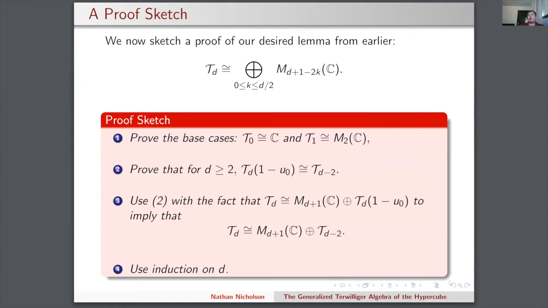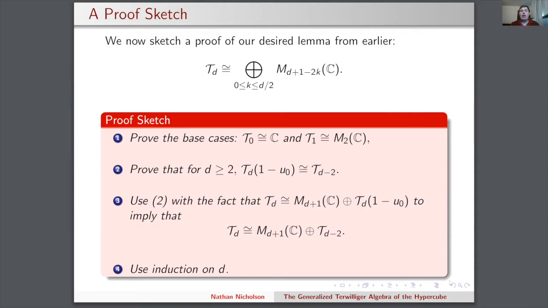So this concept is what gave the springboard for the proof, which I loosely sketch below. So you start with looking at the base cases. You look at T naught and T1. Then you prove that this ideal generated by 1 minus U naught is actually equal to T_{D-2}, right?